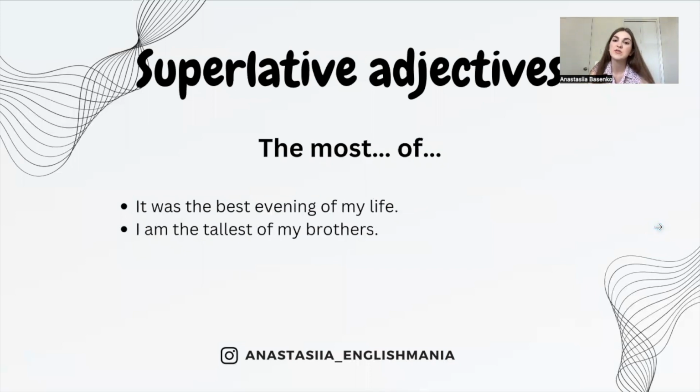And we can use the most of, with periods of time or a number of people. Like of the year, of my life, of my brothers, of the students. So it was the best evening of my life. I'm the tallest of my brothers. So here we use the preposition of.